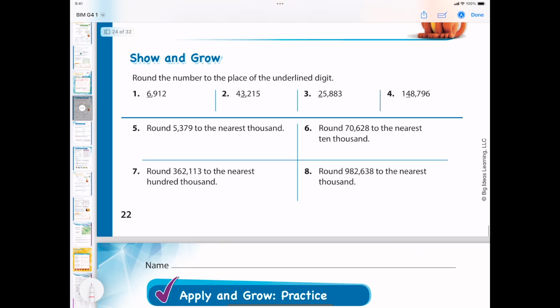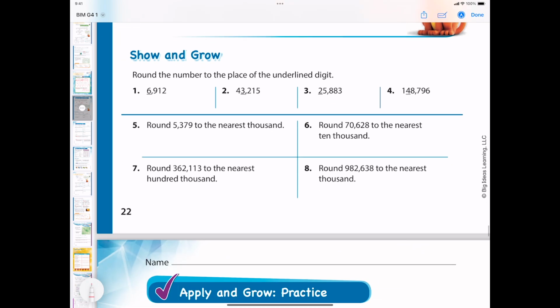Let's practice here a little bit more, and then I'm going to ask you to do it yourself. Okay, so in this lesson, just remember what is a target number and what's the matter number. If the matter number is 5 and up, round up. 4 and down, round down. Round the number to the place of the underlined digit. Here, this is the target, and 9 is the matter number, which is 5 and up. That means 7,000, right? Round up.